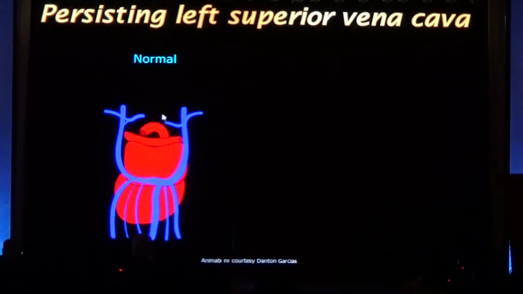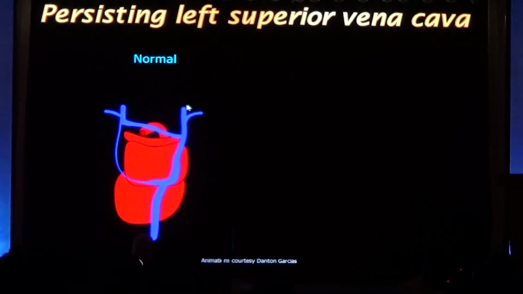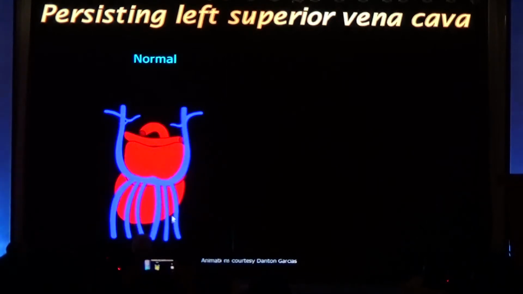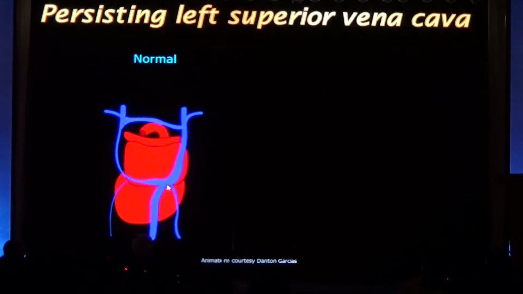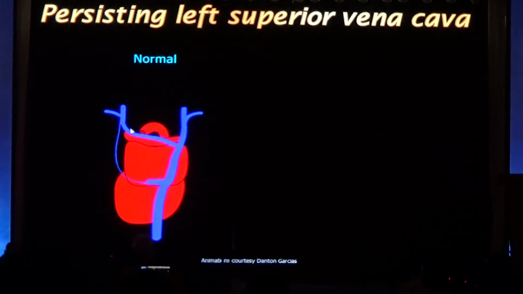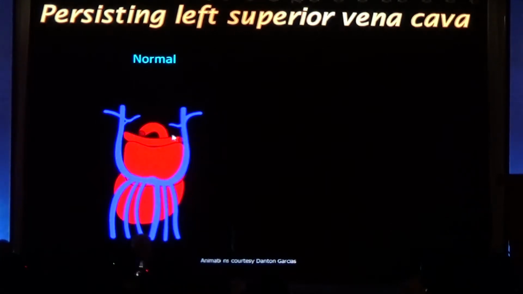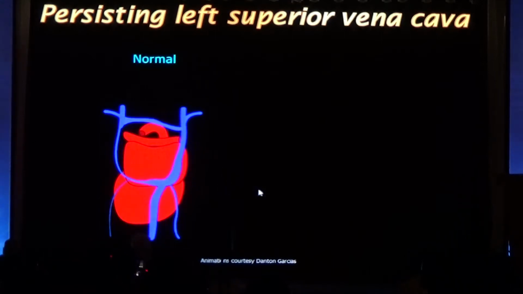This is the heart viewed from the back side, and originally you had a left superior cava, a right superior cava, you had the vitelline vein, the cardinal vein, and the umbilical vein, and they all merge here at the level of the heart into the inferior cava, and the left superior cava progressively disappears and is connected to the right side by the innominate vein.